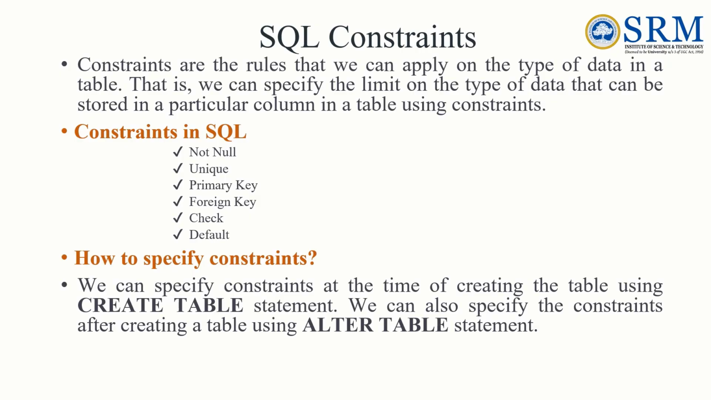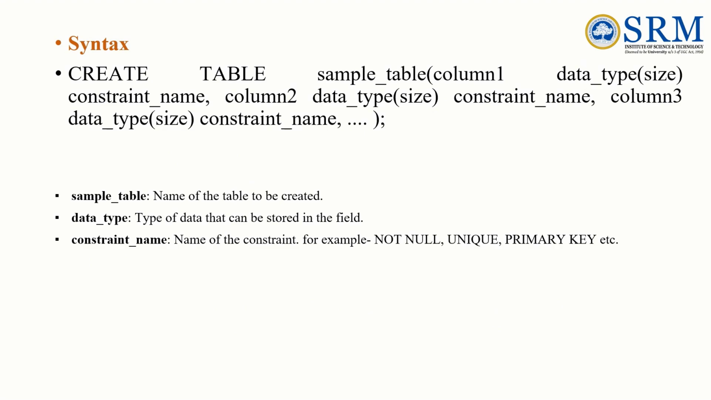We can create all these constraints while creating a table, otherwise we can use alter table. Coming to the first example: create table, table name, then the column name ID, name, and the data type of ID is number, then the constraint, primary key. Similarly, whatever fields and constraints you want to add, you can do it using this syntax.